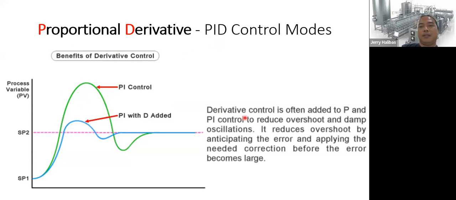So derivative control is often added to P and PI control systems to reduce overshoot and damp the oscillations. So it oscillates so that it can be damped. So it reduces overshoot by anticipating the error. It predicts or anticipates the error in advance and applies the needed correction before the error becomes large, as compared to the PI scenario versus a PID. So that's complete.